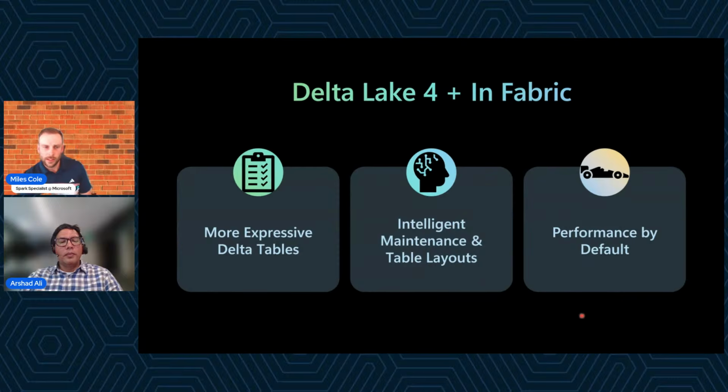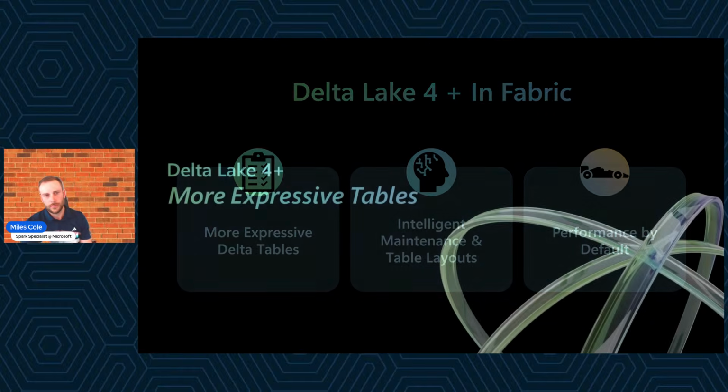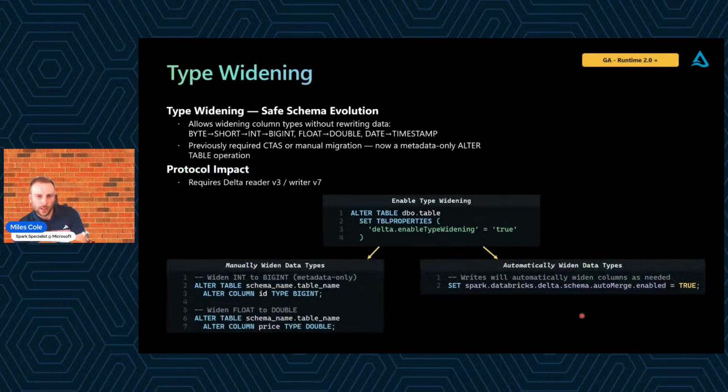So on the Delta Lake side of things, now we're more focused on not so much the engine itself, but more the storage layer. What are things that we can do to optimize the way that we interact with our actual tables? And 3 categories here that are really exciting in Delta Lake 4. 1, more expressive Delta table capabilities. 2, intelligent maintenance and table layout improvements. And 3, performance by default. So let's talk about more expressive tables.